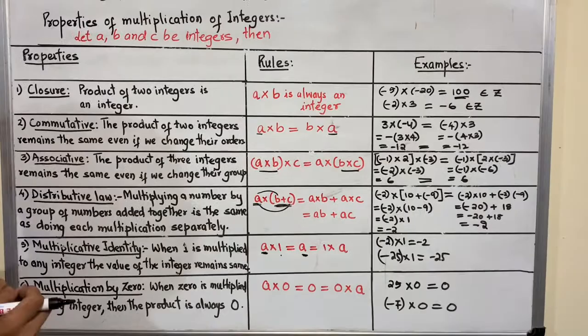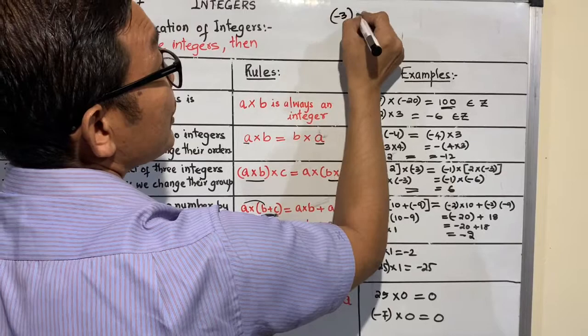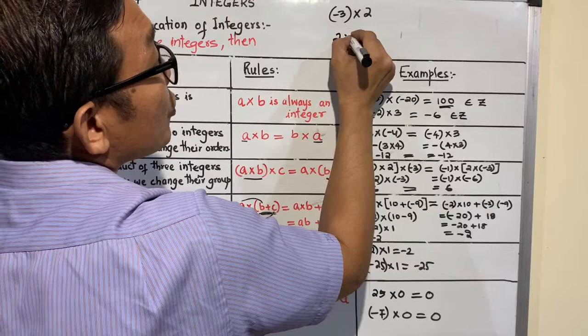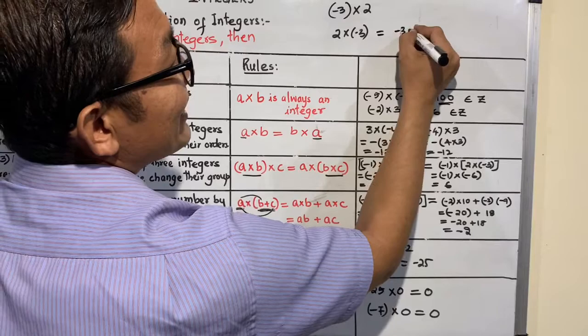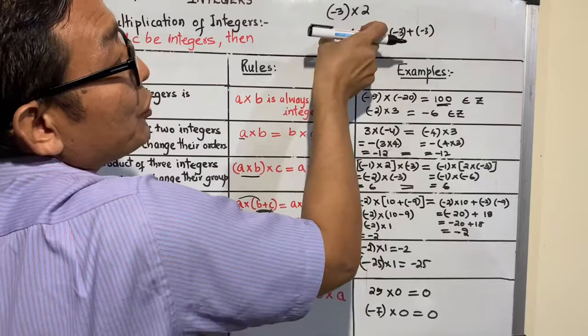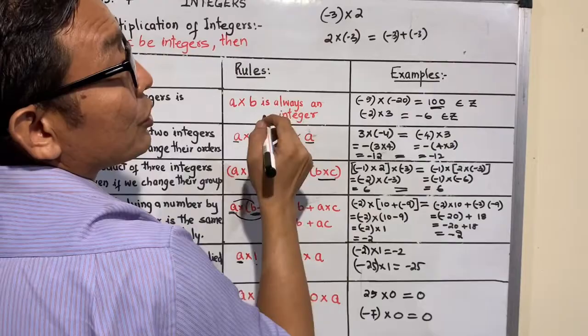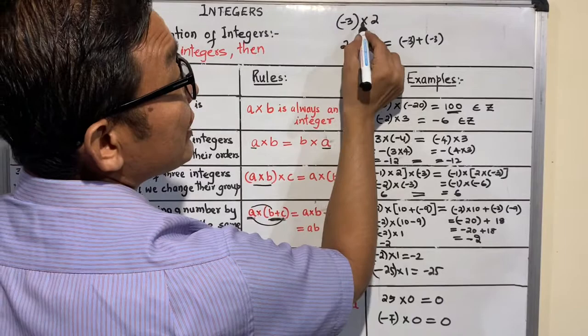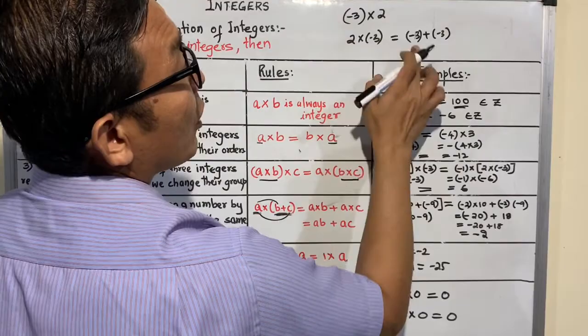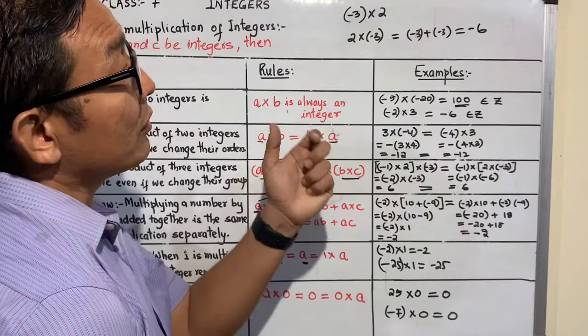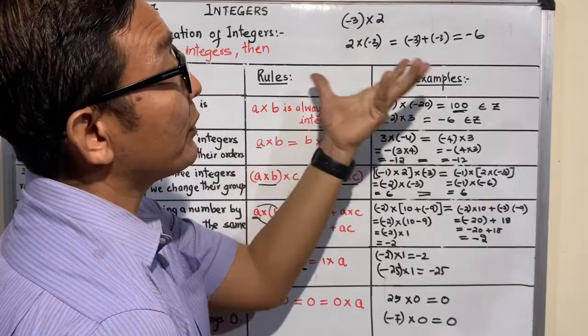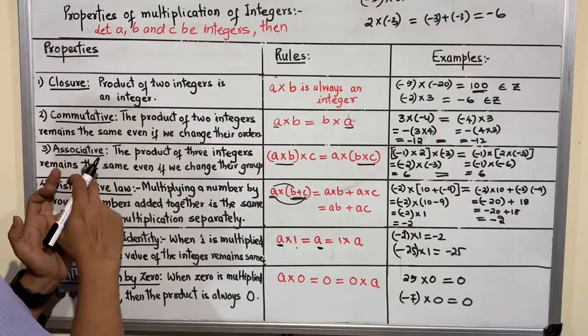Negative 3 times 2. This can also be multiplied like this: repeated addition is called multiplication. So the commutative property. Negative 3 times 2 and 2 times negative 3 are the same, the answer is negative 6. On the pattern, negative 2 times negative 3 also gives the same answer. So this is the commutative property, then the associative property and the distributive property.